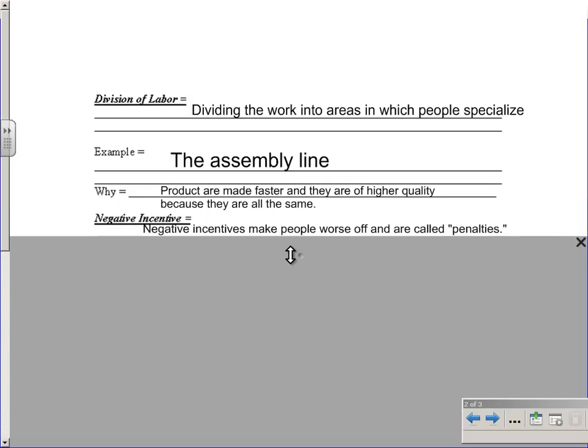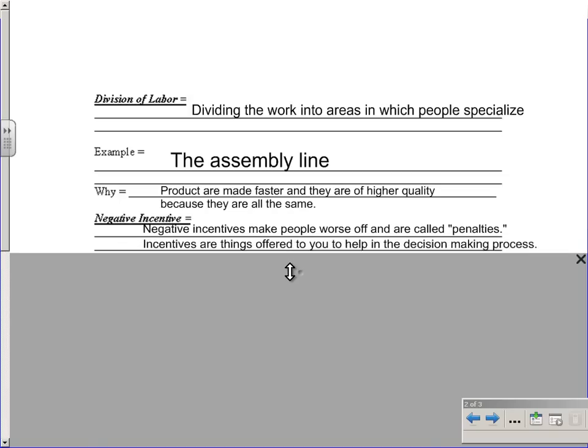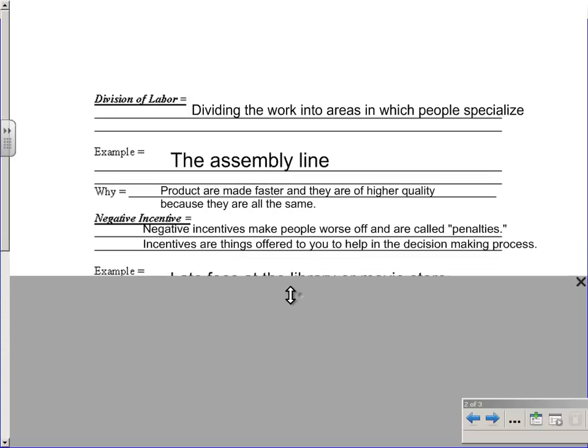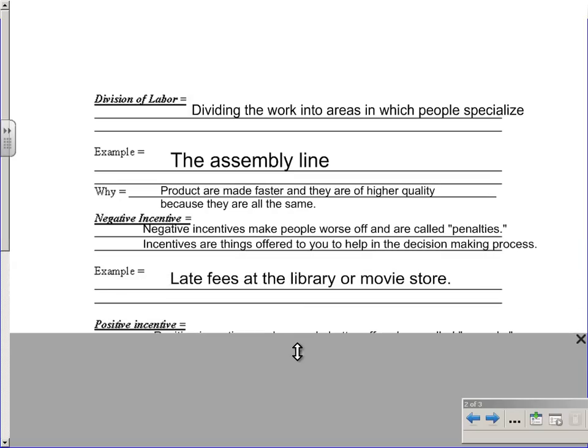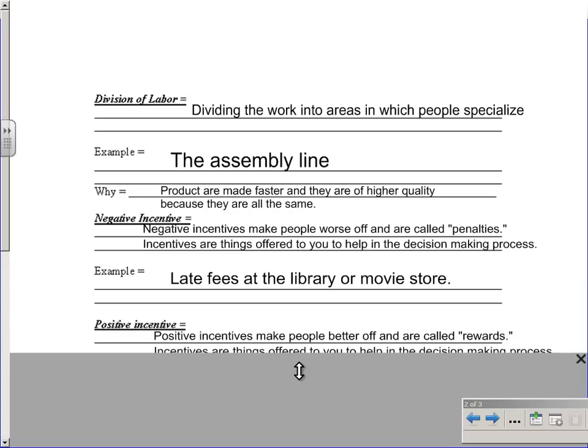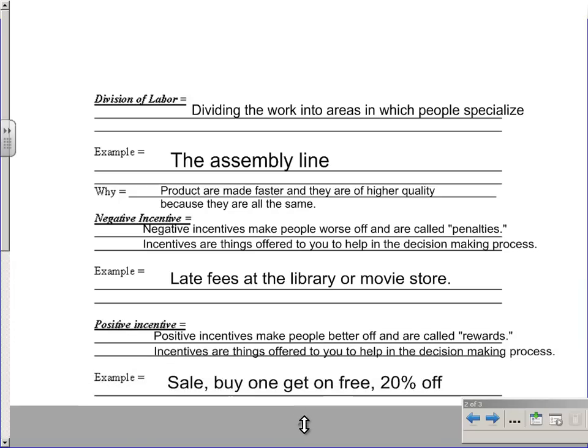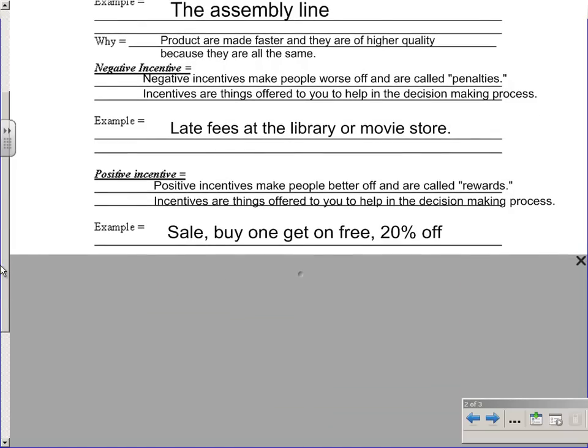Incentives are things offered to help you make a decision. A negative incentive makes people worse off and is called a penalty. An example is late fees at the library or the movie store. A positive incentive is the opposite. It makes you better off in the end, a reward. An example would be a sale, buy one get one free, 20% off, and things like that.